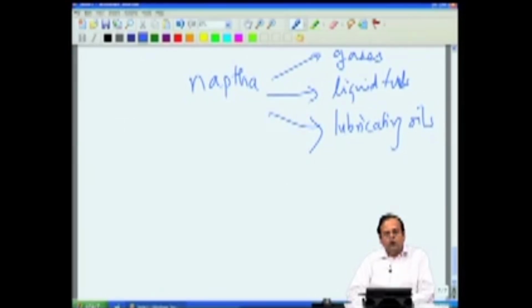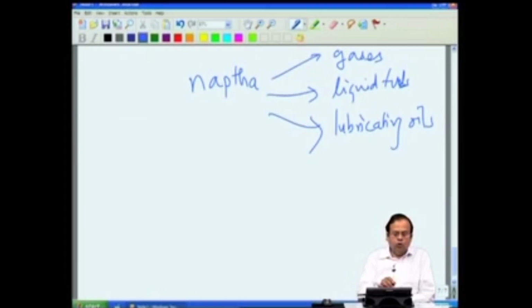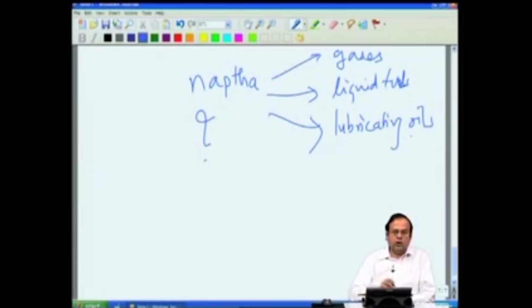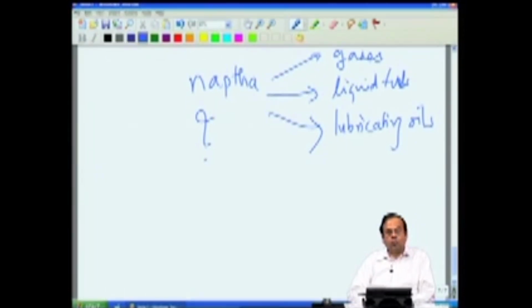Now, the problem here is that chemically we do not know what naphtha is, what its exact composition is. We can't define naphtha as C20, H25, O and so on. Neither can we define what these products are. Liquid fuels, petrol for example, what is petrol? We know what petrol does, but we do not know what chemically petrol is. In fact, it is a mixture, it is not a single species.